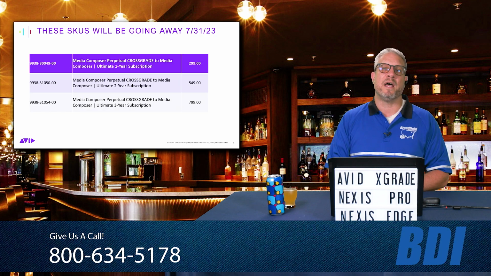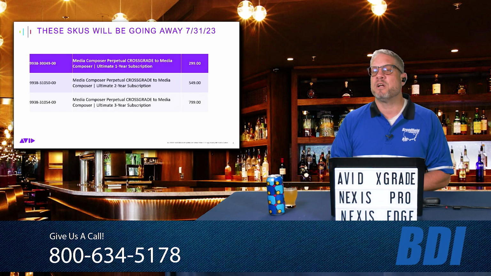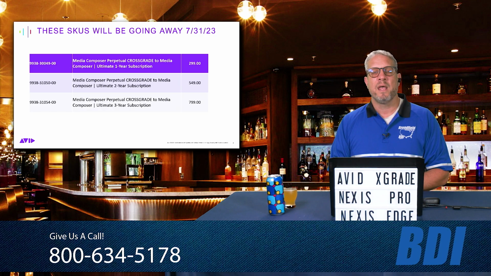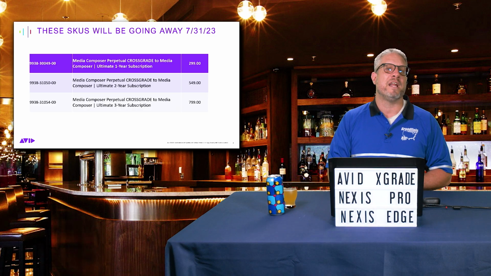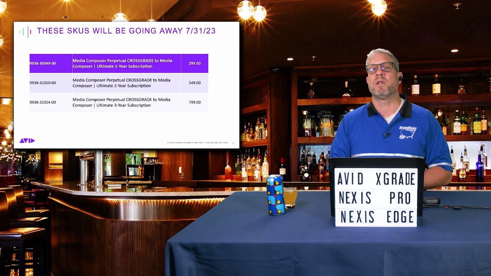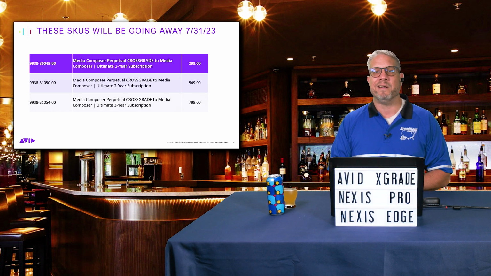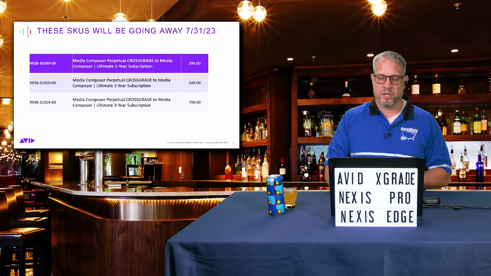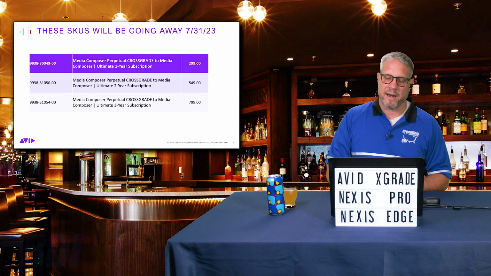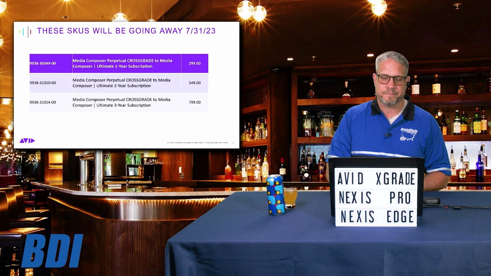Now, between you and I, we've seen that 2-year cross-grade as being the sweet spot. It allows your customers to get a little bit extra savings, and it also allows them to not commit for a term that most people aren't going to be scared of. The 2-year really seems to be the sweet spot at a $549 cross-grade.